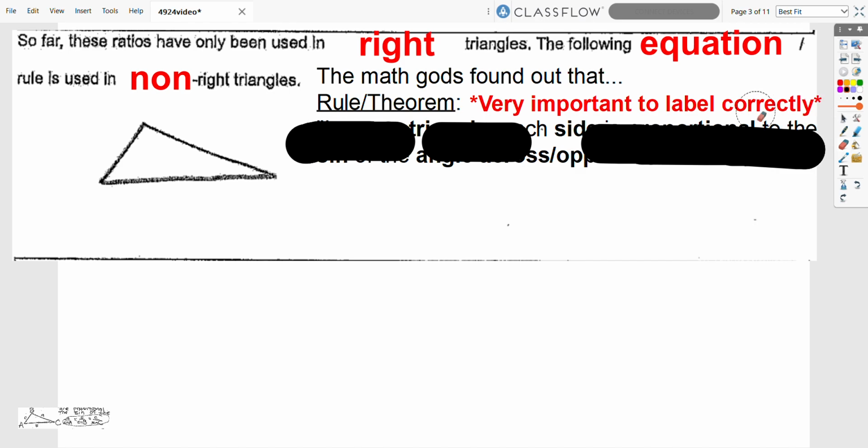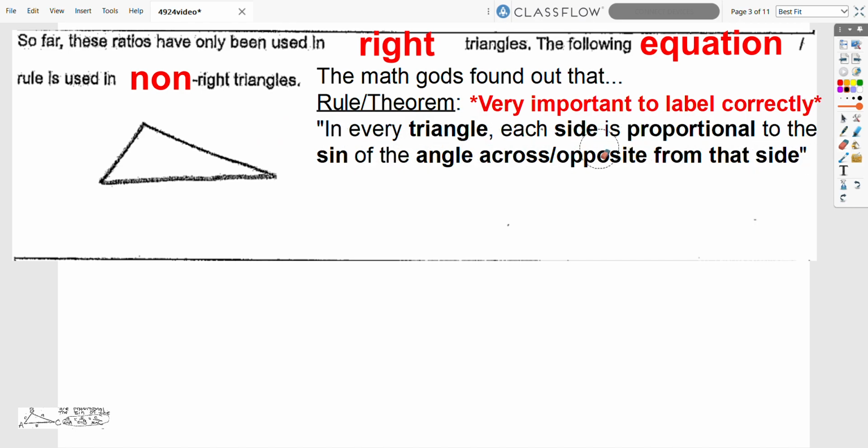It's important that we label these correctly, okay? They found out by looking at so many non-right triangles that in every triangle, each side is proportional to something, so we can set a proportion, we've done this before. The side is proportional to the sine of the angle across from it. So the sides aren't proportional like in similar triangles, now the side is proportional to the sine of the angle across. So what does that mean?